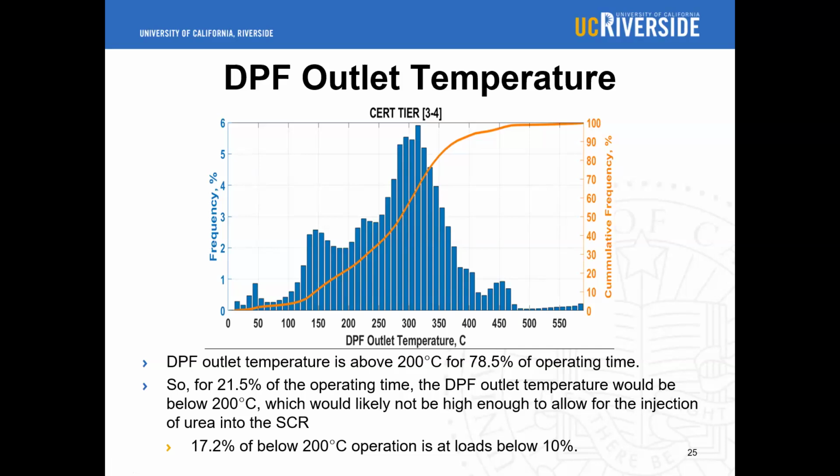And of that 21%, about 17% was for loads below 10%. So again, we're seeing some of those lower loads and how they're impacting things as we go through the different variables.